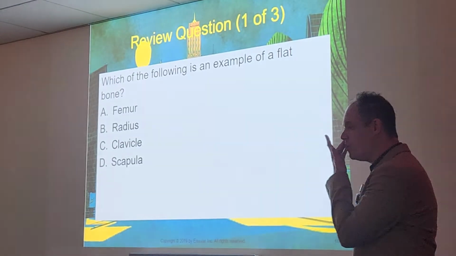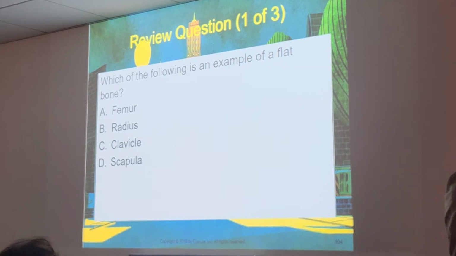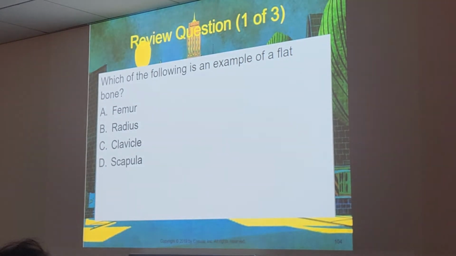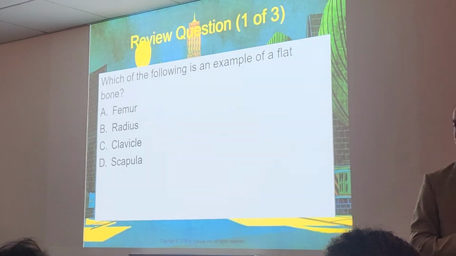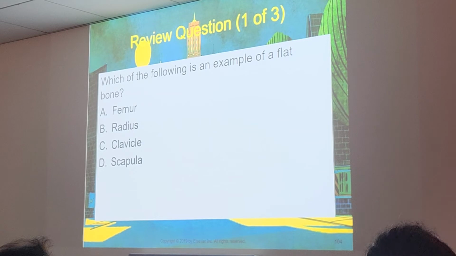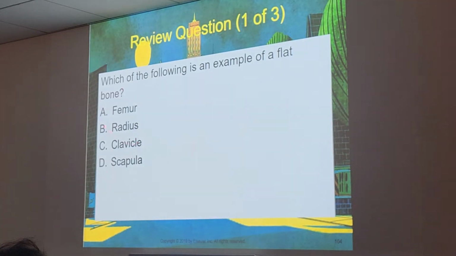All right, which of these 4 choices is an example of a flat bone? I believe I gave you this example. D, the scapula. What would those other 3 be classified as? Femur is long. I want y'all to get used to doing this, by the way, guys. Y'all see what we just did there? We named the correct answer, but we also classified what the other 3 were.